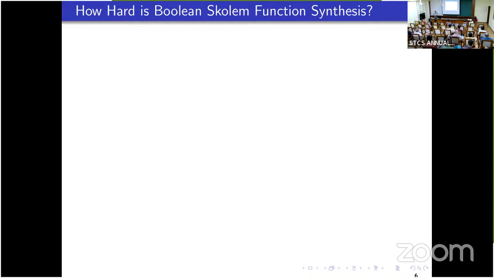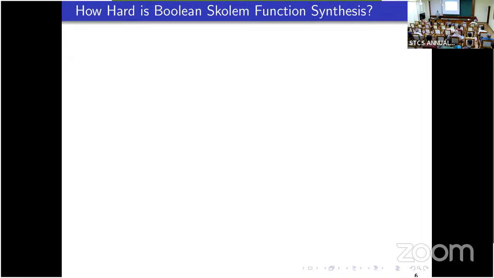Coming to your question about how we represent the inputs and how we represent the output: it does turn out that the difficulty of the problem depends on the representations. In this talk, I will consider the inputs and outputs represented as circuits, as Boolean circuits.